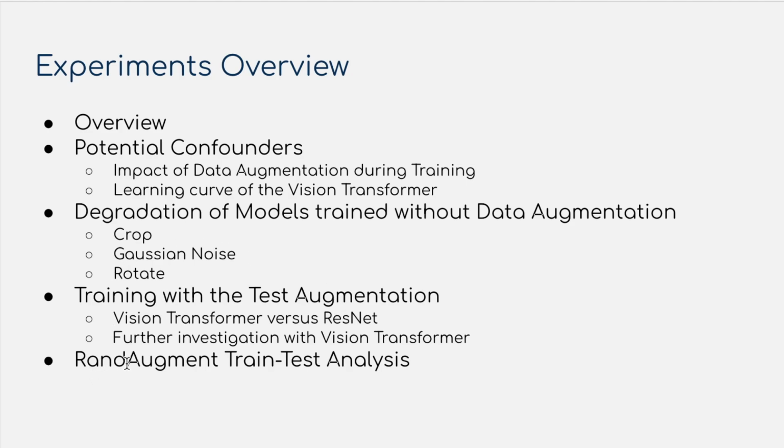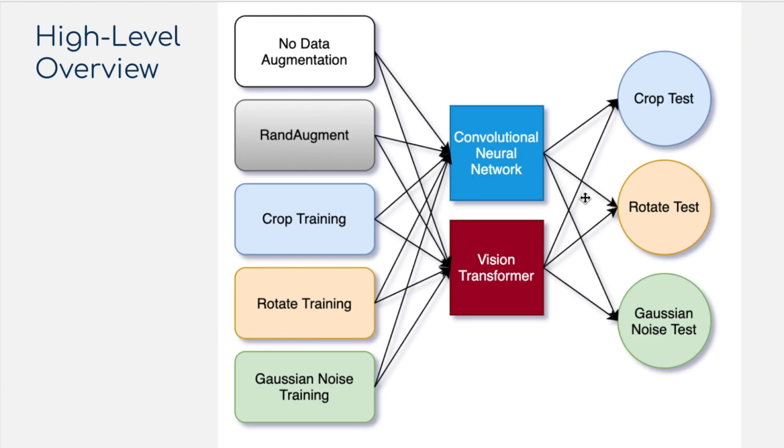And then we'll look further at the RAND augment scheme. RAND augment is the state-of-the-art strategy for using data augmentation with the training of computer vision models. So here's the high-level overview. We test the convolutional network and the vision transformer, and we test them on the crop test, rotation test, and Gaussian noise test. This is where we take the same testing data used in CIFAR 10, but transform each image with this data augmentation and see how much that changes the performance from the original test set to the augmented test set.